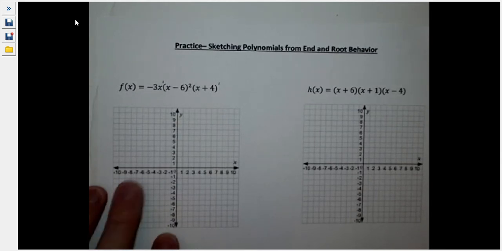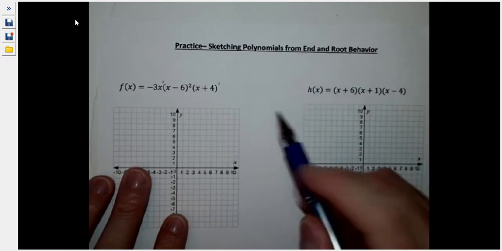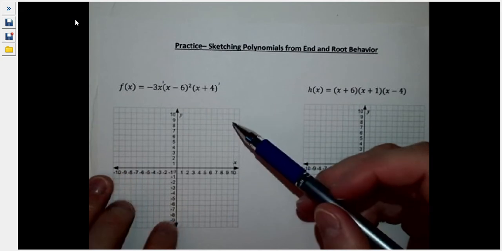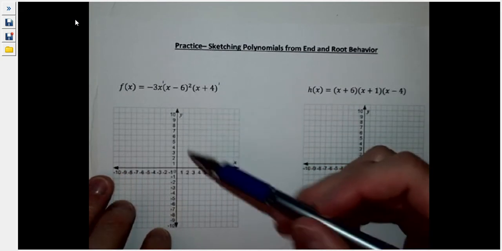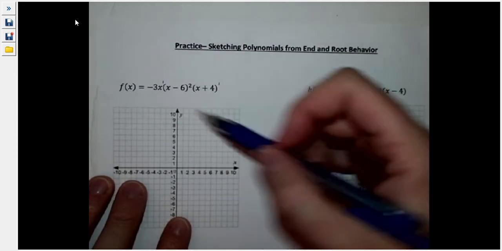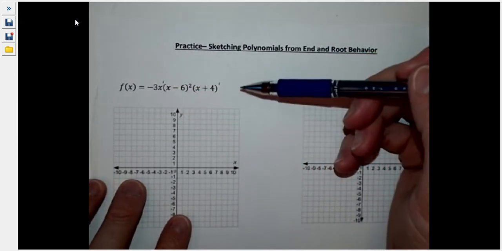Okay, so we're going to practice sketching polynomials based on end behavior and root behavior. So these are not absolutely perfect graphs of these polynomials, but they're a general idea of what their shape is. Okay, so again, the first thing that you should always look for is the total power of your polynomial.